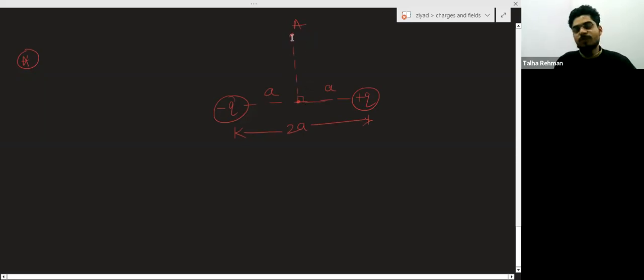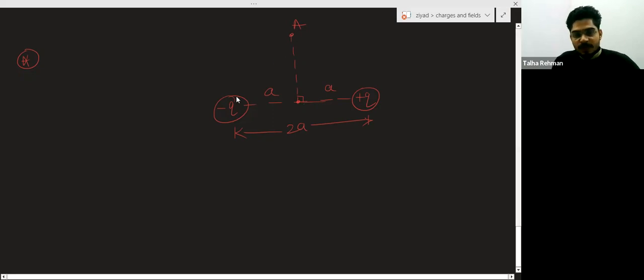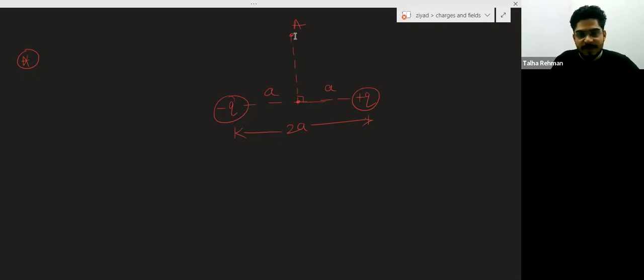So at this point also you can find the direction of the electric field. What you will do: due to this charge you will calculate the electric field there, and due to this charge you will calculate the electric field there. You will see the direction and add them vectorially and you will get the value. So how will you get the value? Due to this negative charge at this point, the direction of the electric field will be in this direction. Suppose this is charge 1, this is charge 2, so it will be in this direction, that is E1.